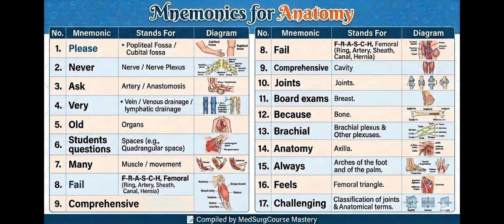Today, we are looking at 17 topics in anatomy, which are subtopics that can help you study most of the major topics in the anatomy of the upper and lower limb. So here's the mnemonic. Let's dive in.